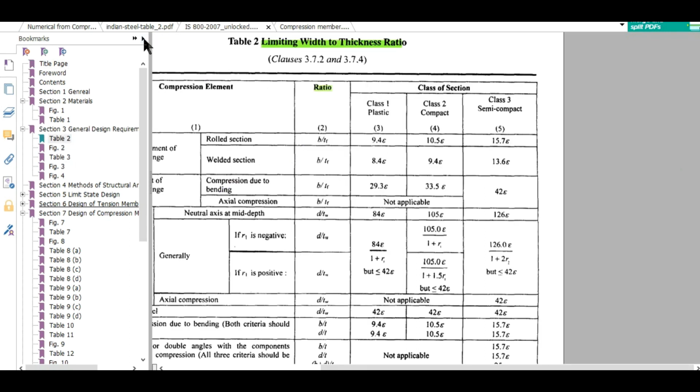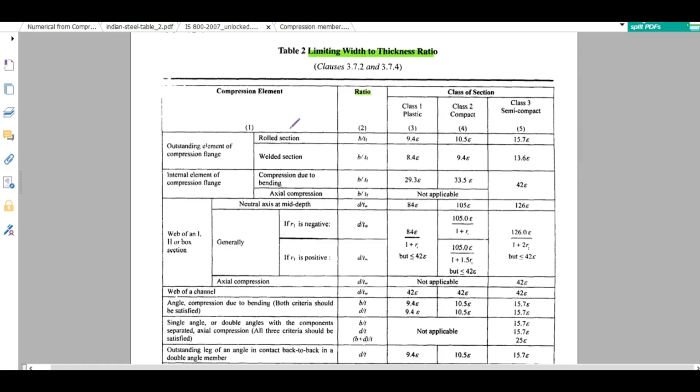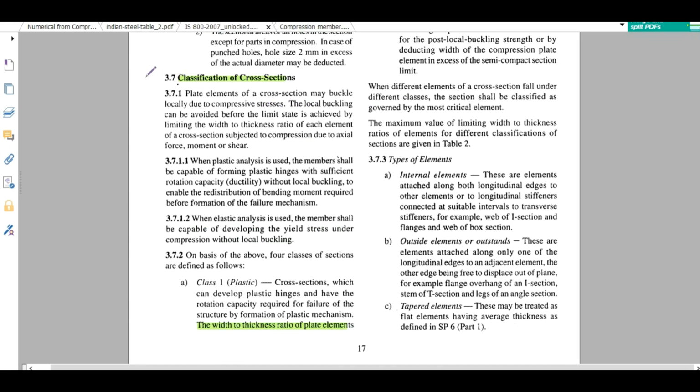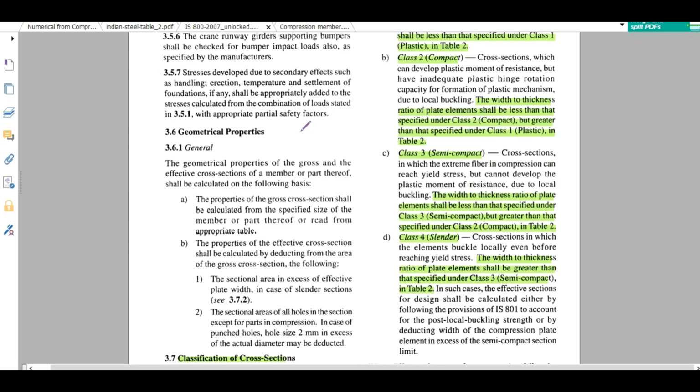So you can see in this Table 2 some limiting width to thickness ratios are mentioned, and on the heading it is compression element, ratio, class of sections, class 1, class 2, class 3, and there is one more, class 4. So class 4 is not in your syllabus, or is not designed. Okay, so what are these classes of sections? We can get this idea in clause number 3.7, so it will be mentioned there.